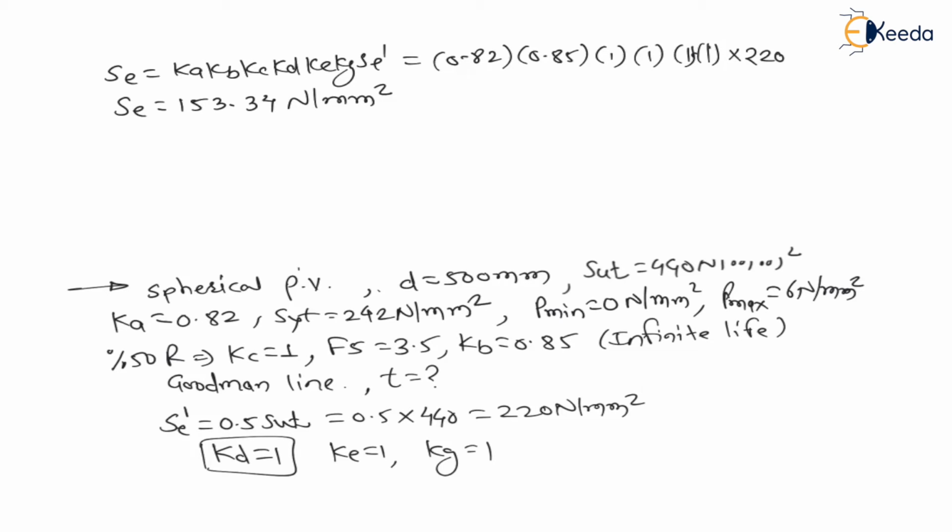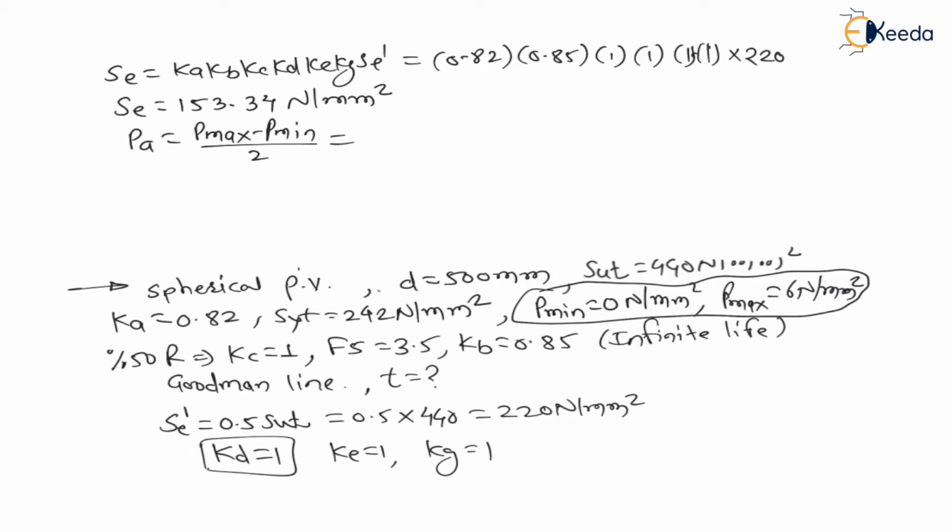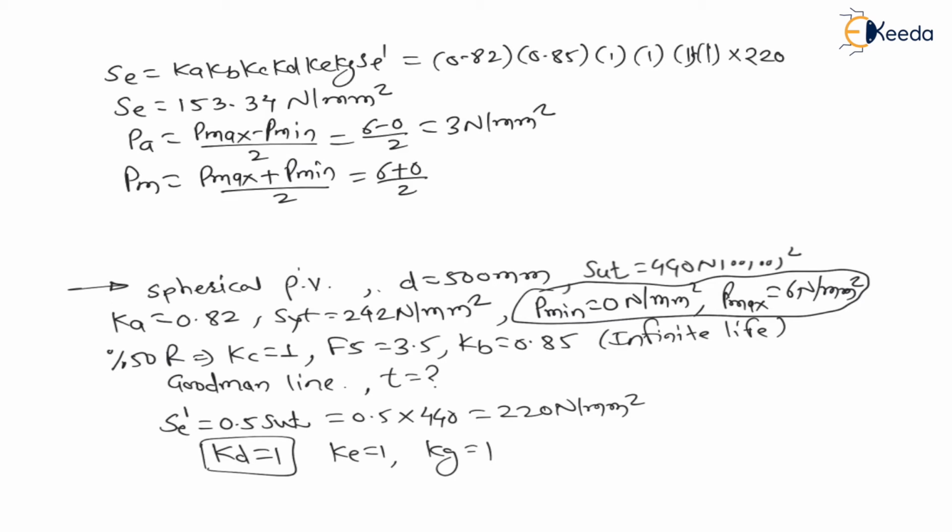Now pressure is varying here from minimum pressure to maximum pressure. Therefore we have to find the amplitude of pressure, which is maximum pressure minus minimum pressure divided by 2, which is 6 minus 0 by 2, which is 3 Newton per mm square. Also we calculate the mean pressure, which is maximum pressure plus minimum pressure divided by 2, which is 6 plus 0 divided by 2, equal to 3 Newton per mm square. Therefore the mean pressure and pressure amplitude are the same.